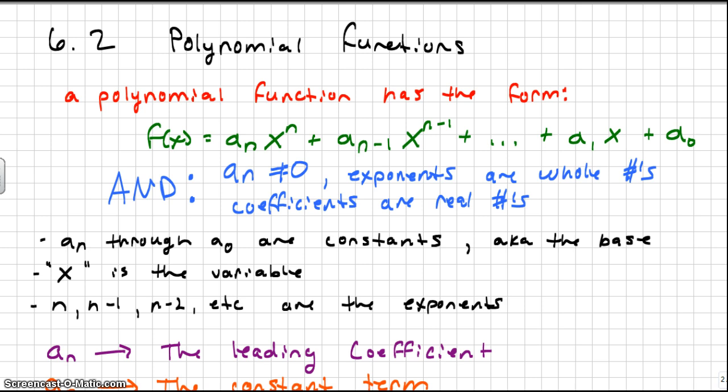In order for this to be a polynomial function, the following things have to hold true. A sub n cannot be 0. Exponents have to be whole numbers, not integers, whole numbers. In other words, we can't have negative exponents. And coefficients have to be real numbers. They can be negative. They can also be fractions, but they cannot be imaginary.